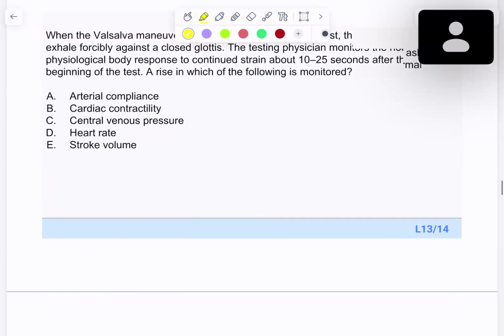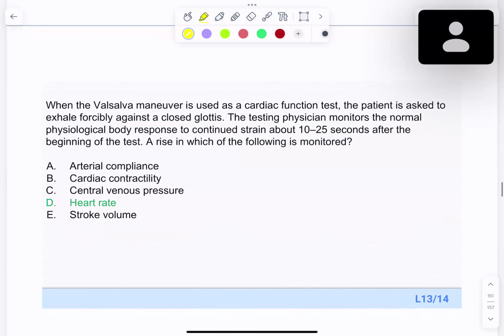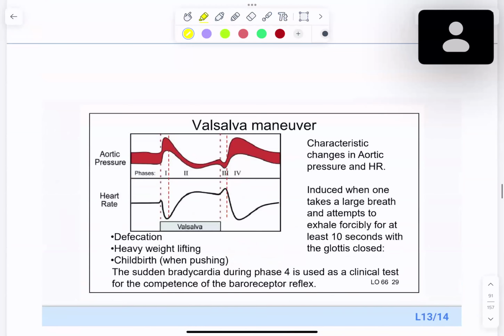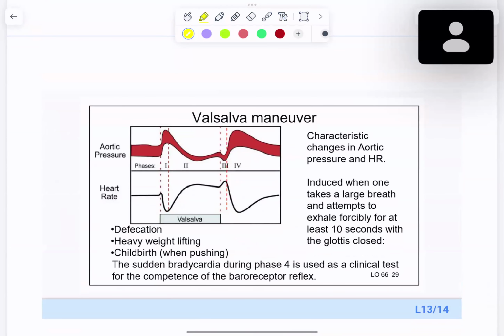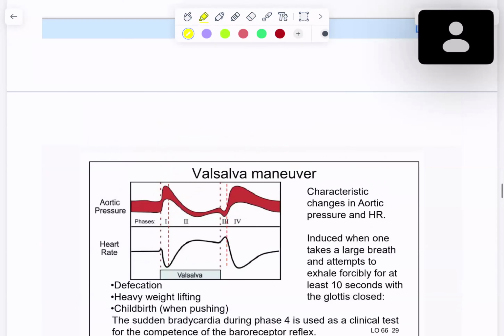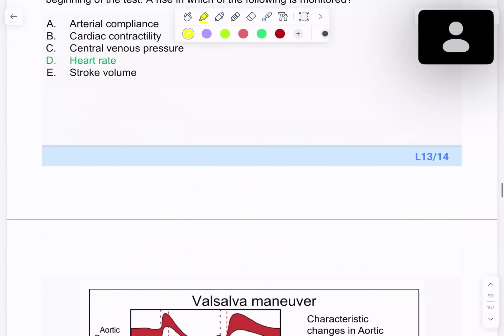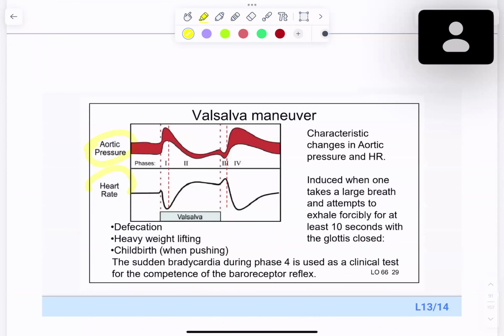The correct answer is D. What you monitor in the Valsalva maneuver is heart rate. What happens basically is that you are straining. And when you strain, you're increasing the pressure in your thoracic cavity. And when you increase that pressure, in the beginning, your heart rate will fall since the pressure is so high, but then it will increase, okay? Because the venous return to the heart is decreased. And so the heart will think, oh no, something is wrong here, and so it will increase the heart rate. So what you monitor in the Valsalva maneuver as a physician is not aortic pressure, but heart rate.